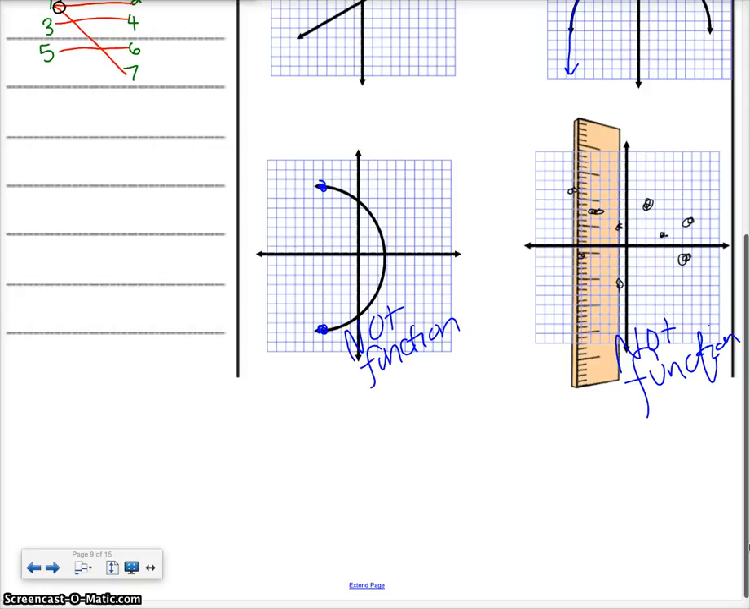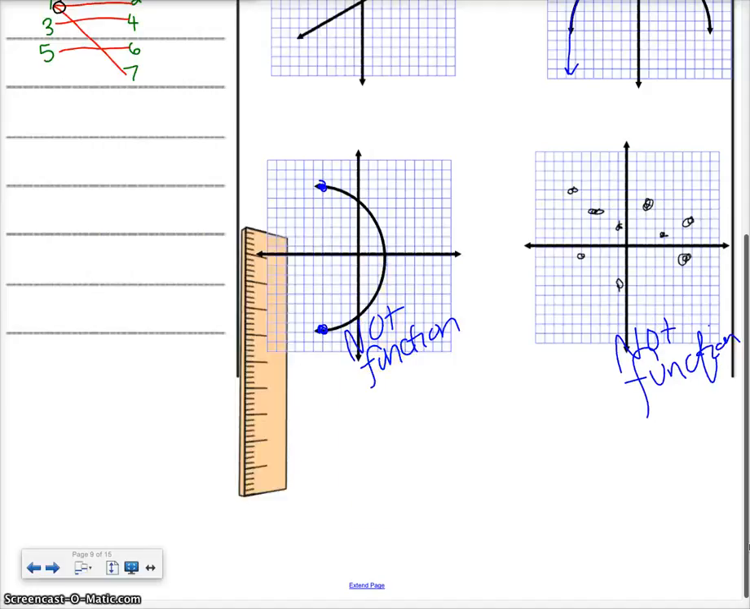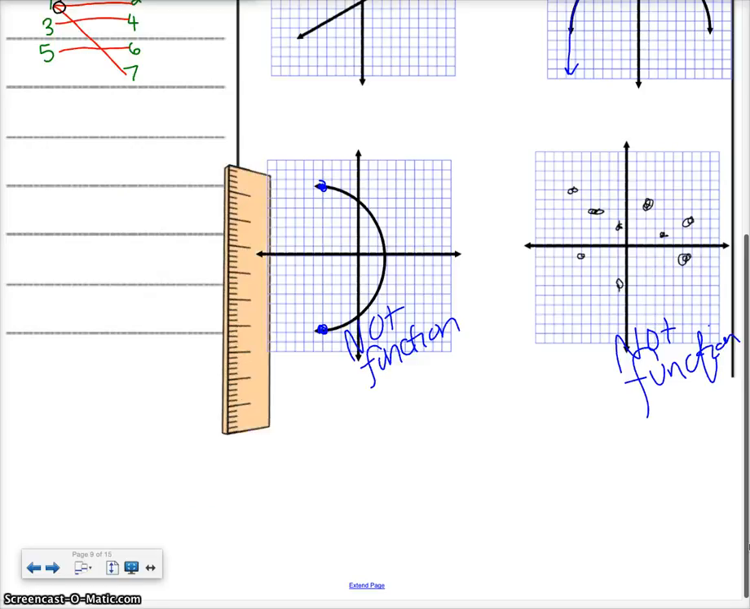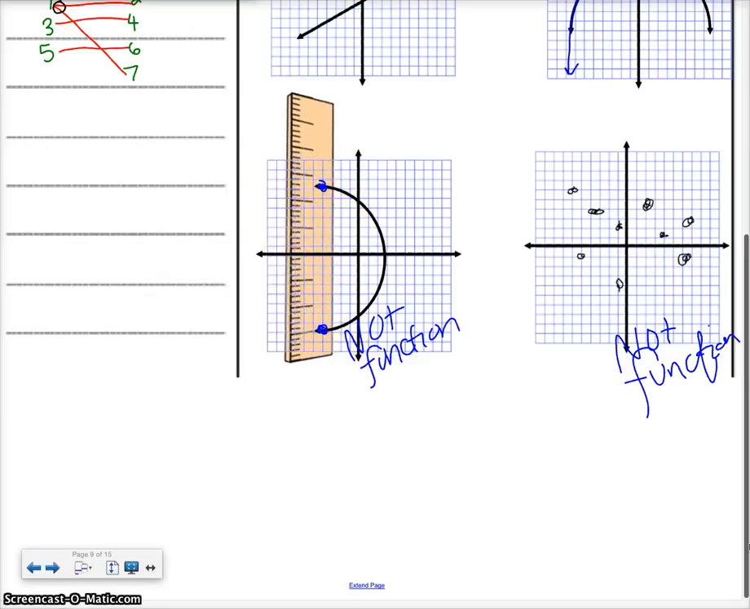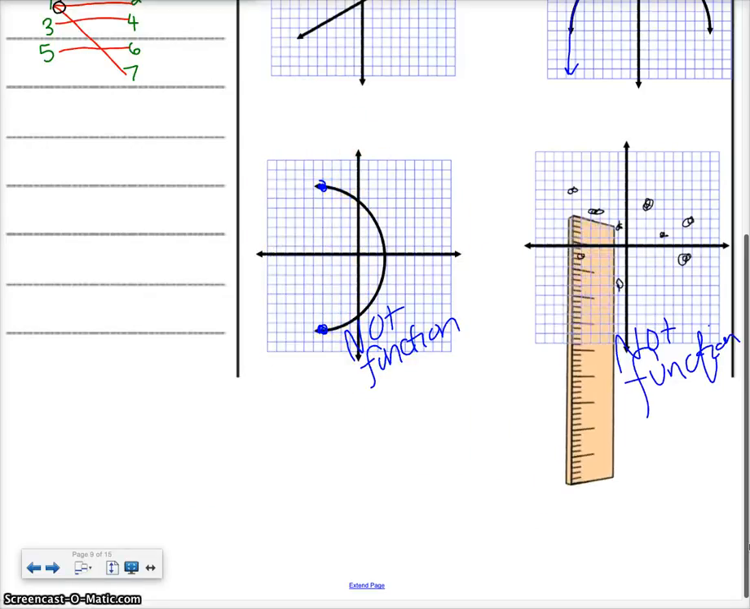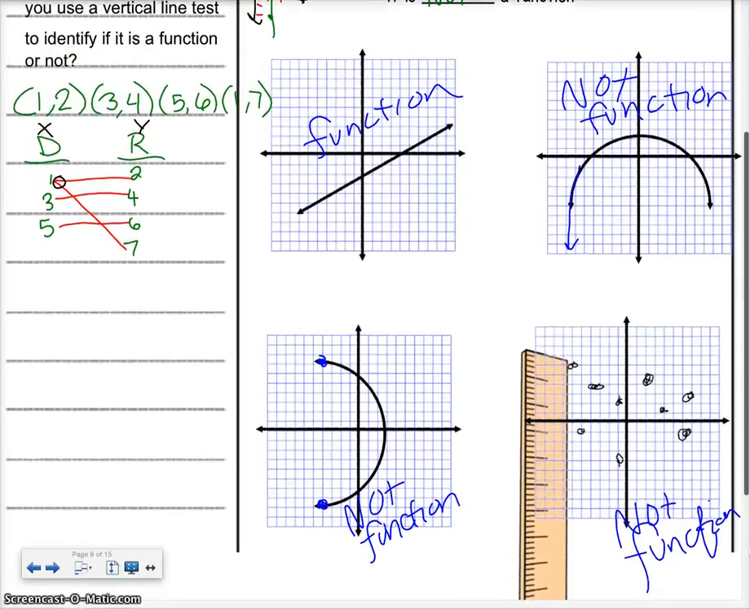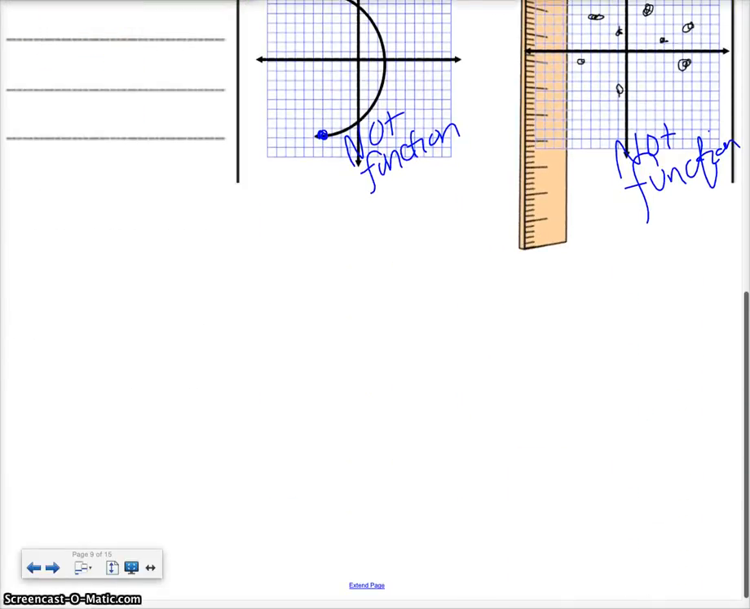So that's our learning objective today. All you need to know today is, if I give you a graph, you need to be able to identify if it's a function or not. If a vertical line goes through it more than one time, then it's not a function. That's it. But let's just do a couple of them as practice. I'm going to make a graph, and you're going to tell me if it's a function or not.